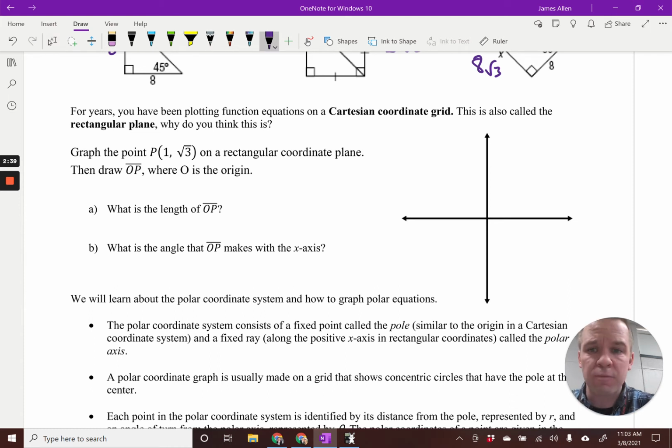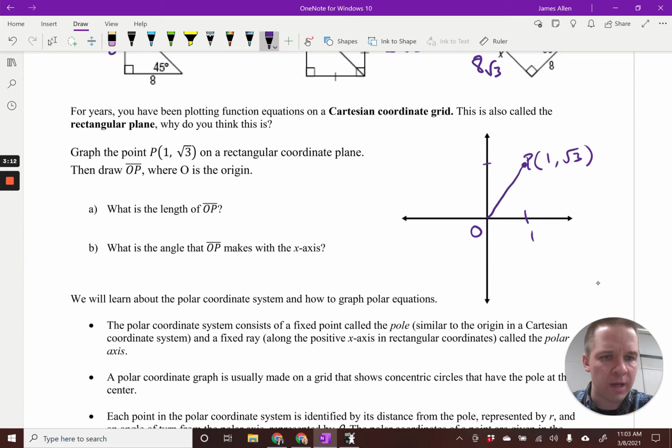So if I graph 1 comma root 3, I've got, let's say this is going to be 1, and then I know root 3 is a little bit larger than 1. It's going to be more up here, so I'd be right there. This would be 1 comma root 3. Okay, cool. Now one thing that I can do with this and how we're going to relate this to polar coordinates is that first part. What is the length of OP? So if O is my origin and this is point P here, what is this length?